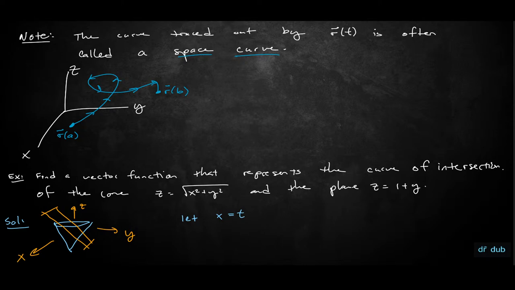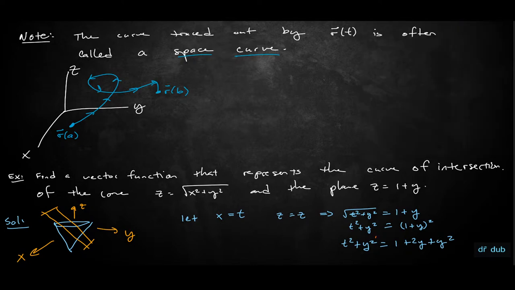And if we do that, then z equals z where they intersect. So z equals z at the point of intersection, so that tells us square root of t squared plus y squared equals 1 plus y. And let's square both sides so we can try to solve for y. So we get t squared plus y squared equals (1 plus y) quantity squared, and so t squared plus y squared equals 1 plus 2y plus y squared.